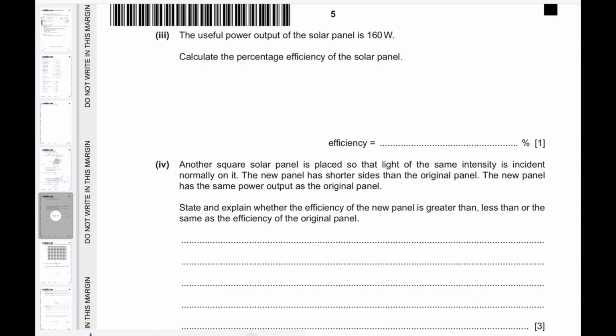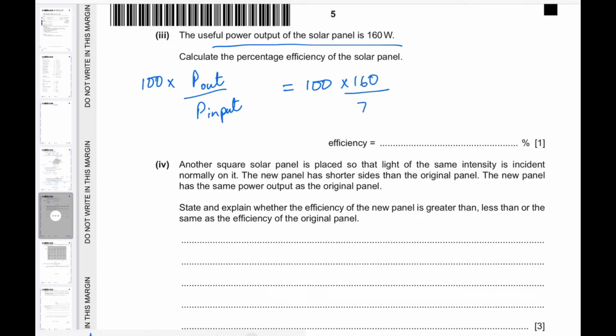The useful power output of the solar panel is 160 watts. Calculate the percentage efficiency of the solar panel. So percentage efficiency is 100 multiplied by useful power output divided by total power input. As the question mentions, the useful power output is 160, and as we read earlier, the power input is 750 watts, and that is equal to 21%. Power input is the power of the light which is incident on the solar panels, because this power will be providing the energy.